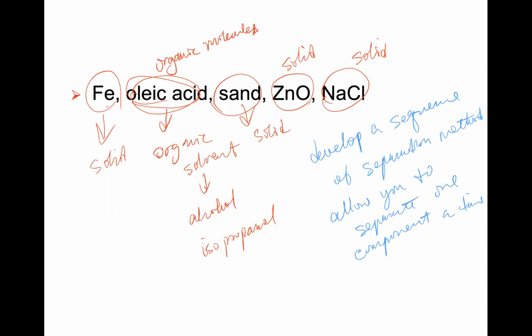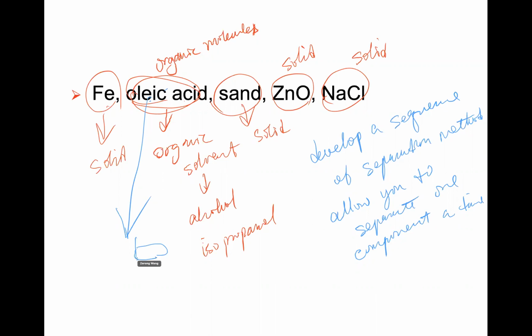So for example, my suggestion is this oleic acid, that's organic, and the others do not dissolve in organic solvent. You can apply the organic solvent to this mixture and do the vacuum filtration. The organic will wash off this one, right? Wash off that. So after you wash off, for example, we do a vacuum filtration.